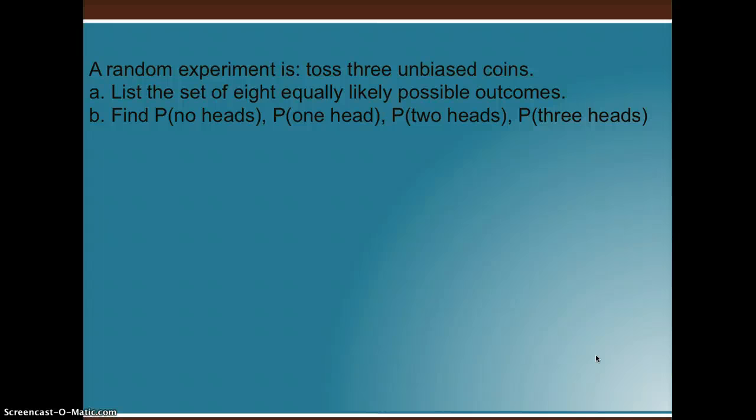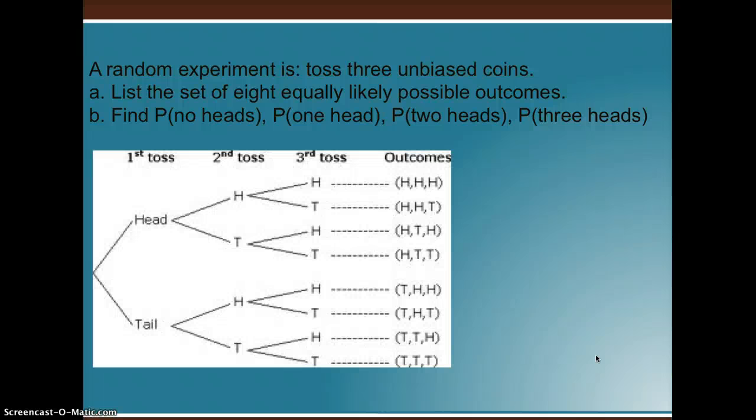A random experiment is to toss 3 unbiased coins. List the set of 8 equally likely possible outcomes. Instead of just listing them down randomly, I would like for you to have a system. So I'm going to show you a tree diagram system of organizing or making a list. Okay, so here's your tree diagram of results. For the first toss, you will get either head or tail.